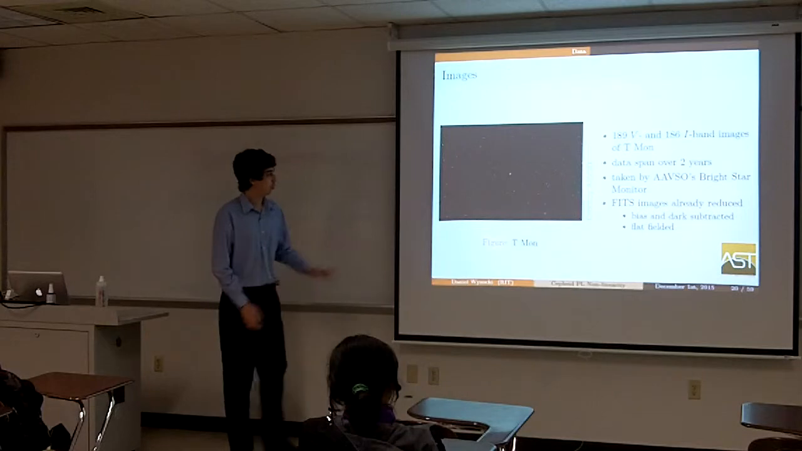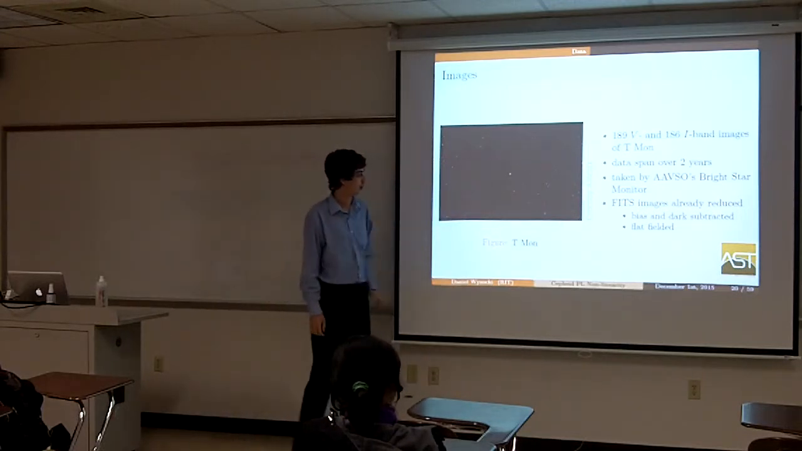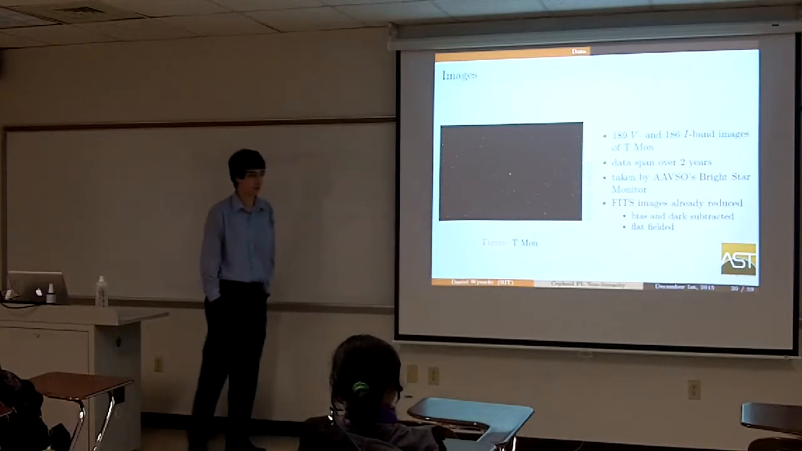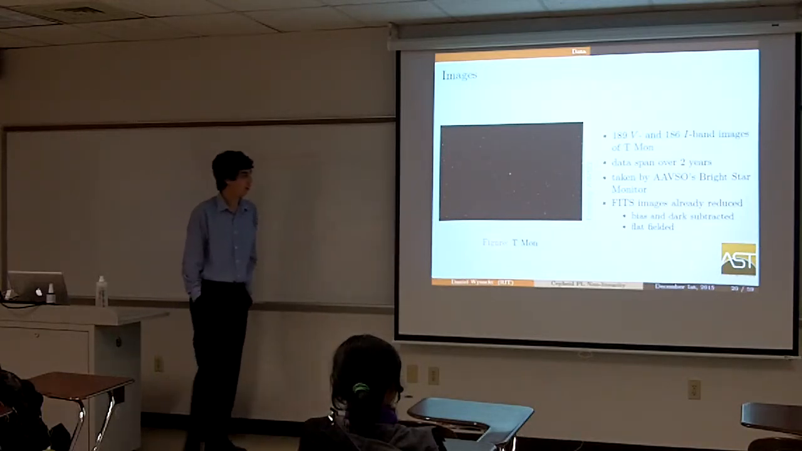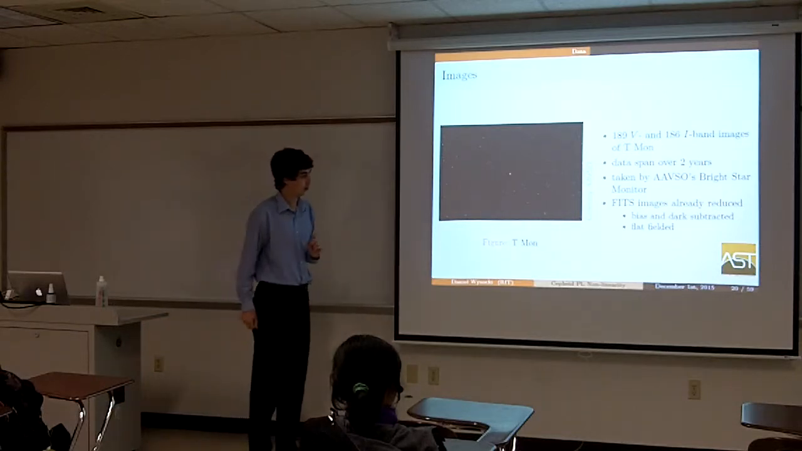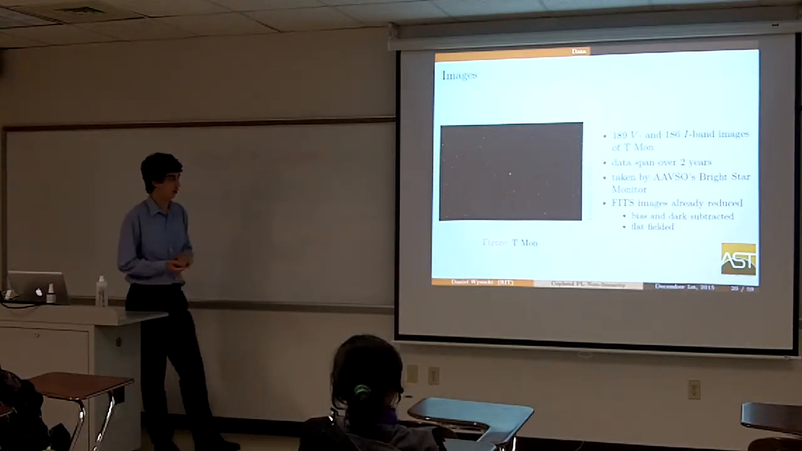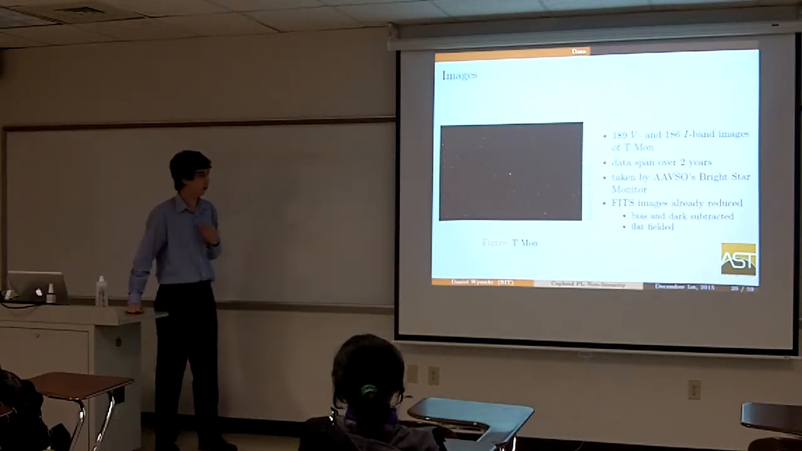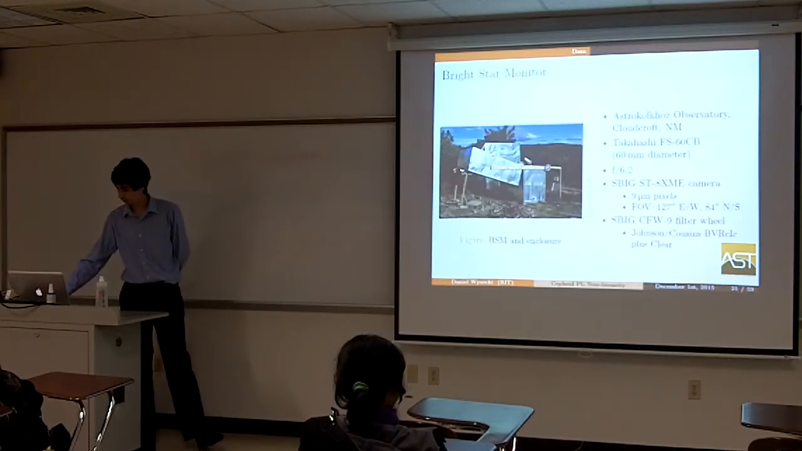And if you look at this field, it's pretty obvious there's really only one really bright star in here, and it's pretty easy to resolve, and so this made my job a lot easier. Now the FITS images were already bias and dark subtracted and flat fielded, but they had not been reduced to photometry, or at least I didn't use their photometry. So that's what I did.